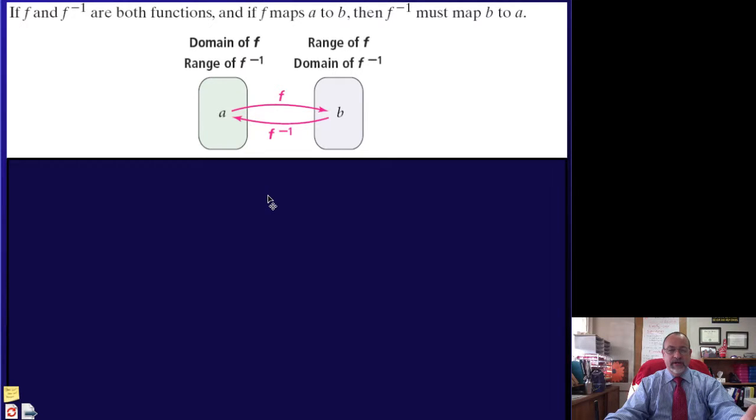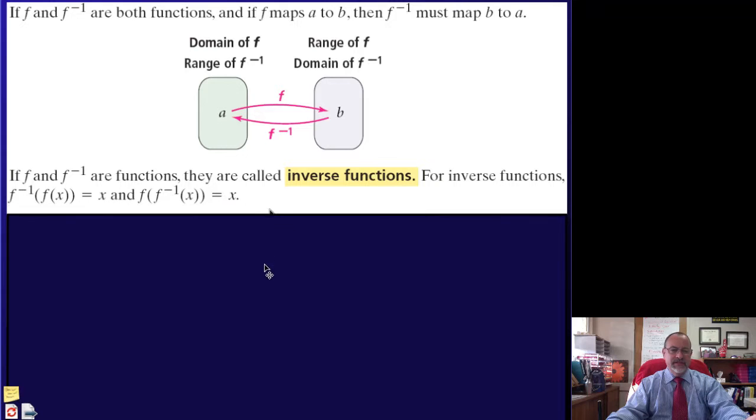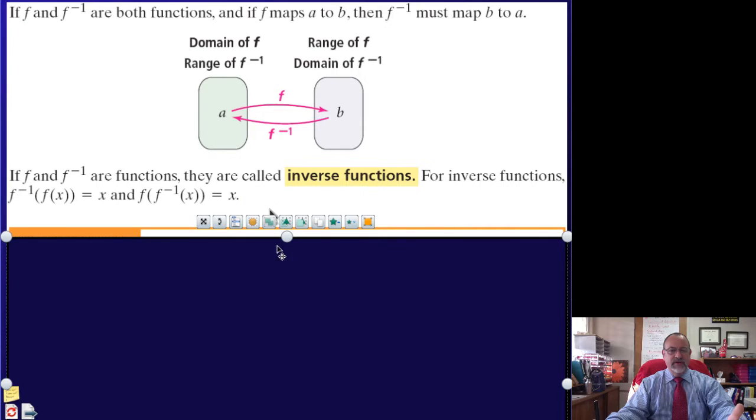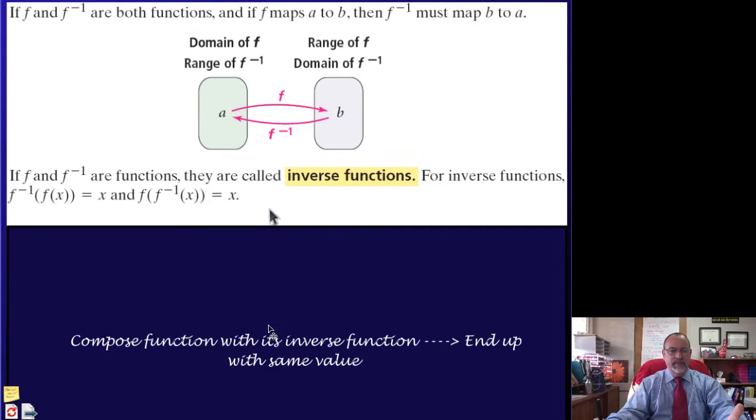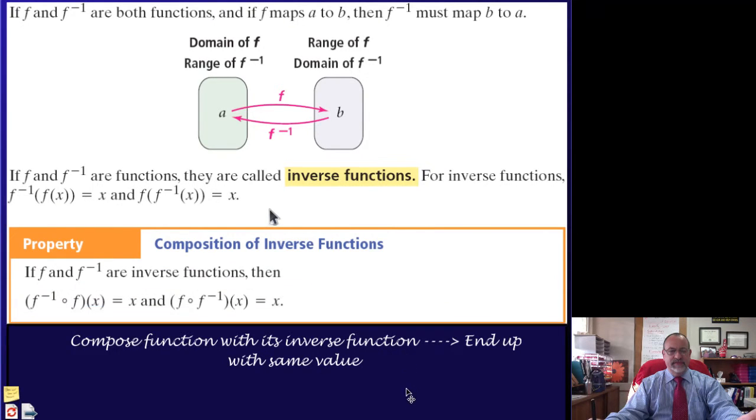If you put a in, it produces b. You take b then and put it into the second function, it produces a. So whatever you put in the first function, when you compose it, ends up being what you get out. Let's just do it this way. If f and f inverse are functions, they're called inverse functions, and therefore if you compose the function with its inverse, you're going to get x. Or if you compose the inverse of this function, you're also going to get x. So it doesn't matter which order you do it, you're always going to get the same result. When you compose a function with its inverse, you end up with the exact same value.